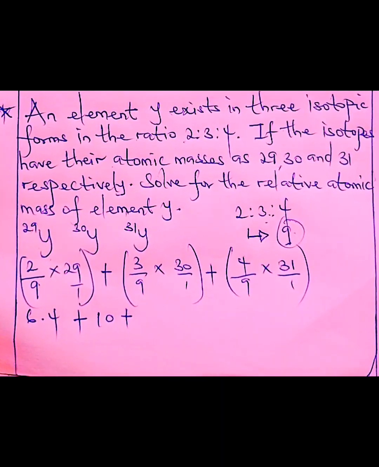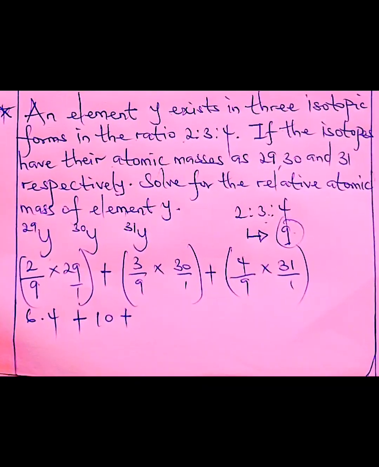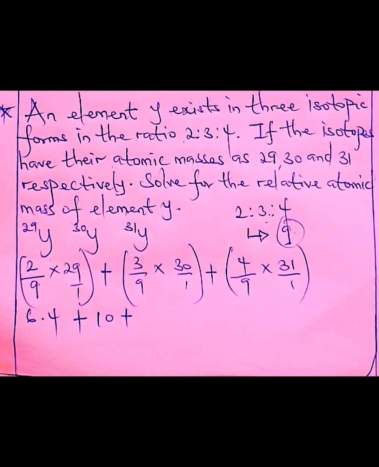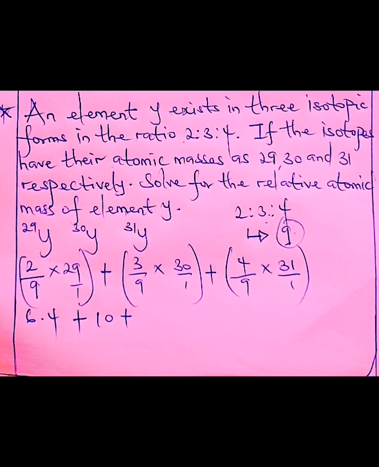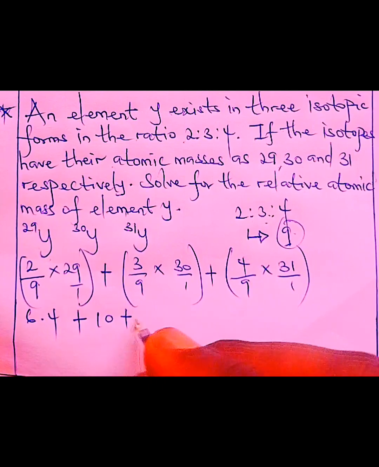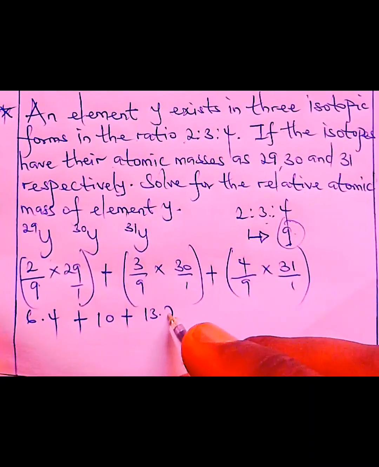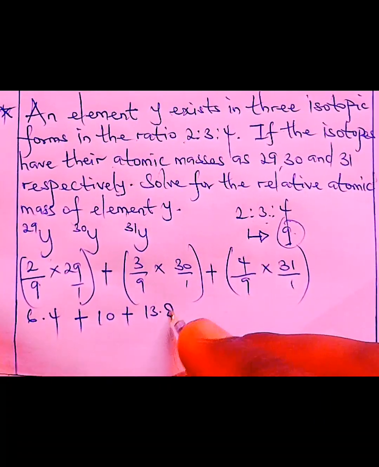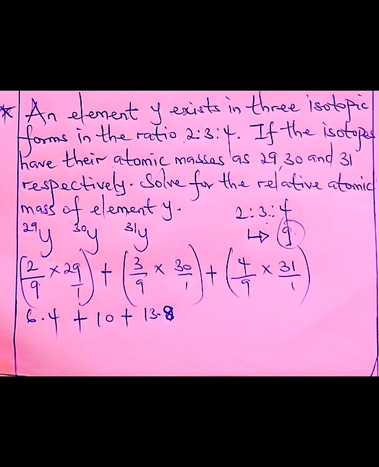Perfect result. So the very last one is 4 times 31 divided by 9. What do we have? 13.777, as a recurring decimal, which I can say is 13.8 approximately. Let me say that. So what do we have?